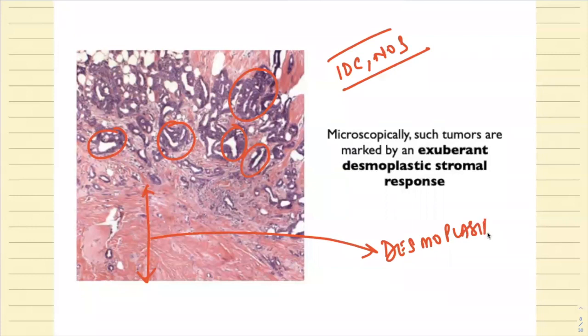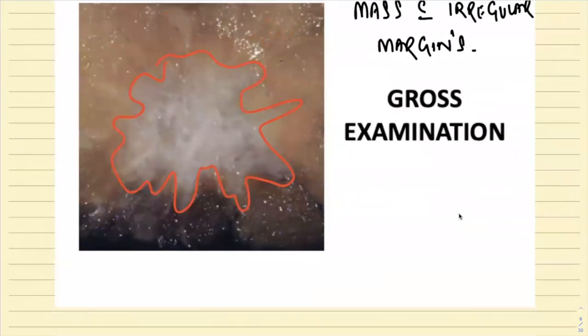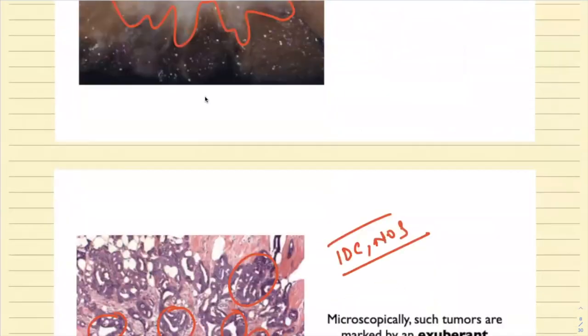A lot of fibrosis has taken place at this particular point. This is your desmoplasia, as we can see. The tumors are marked by exuberant desmoplastic stroma. Even if you see from outside, can you see there is so much fibrosis? And if you cut across this tumor, it is going to create a grating sound.